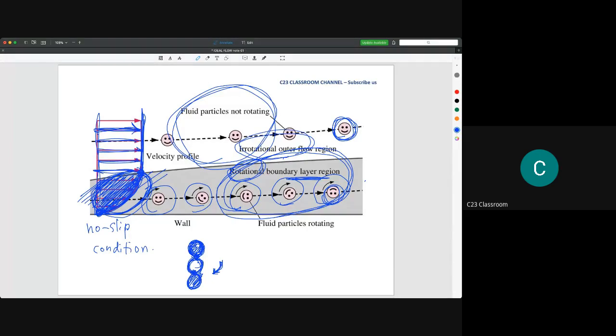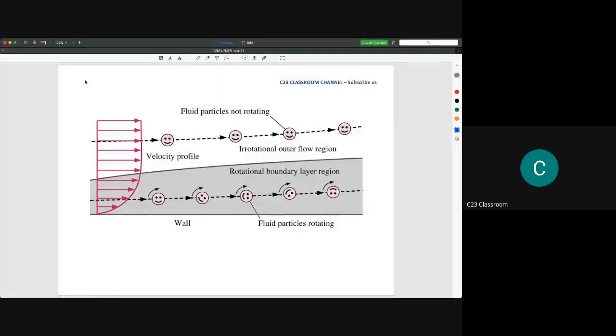I hope you could understand this idea of rotational and irrotational. And in ideal flow calculation, we assume that all our conditions are irrotational flow.